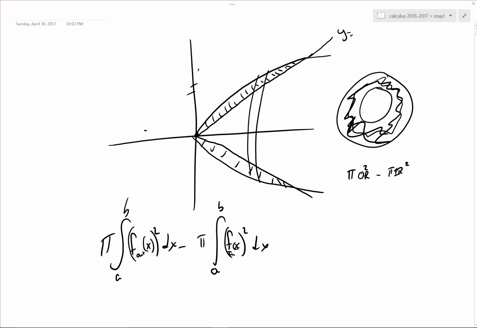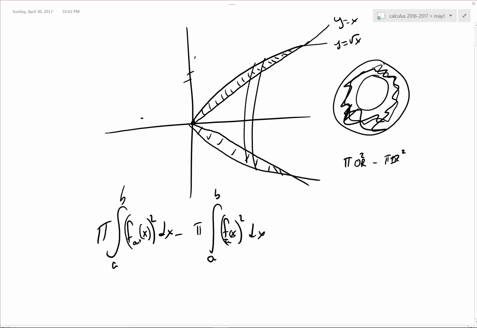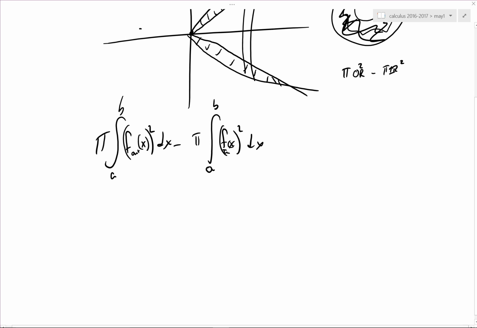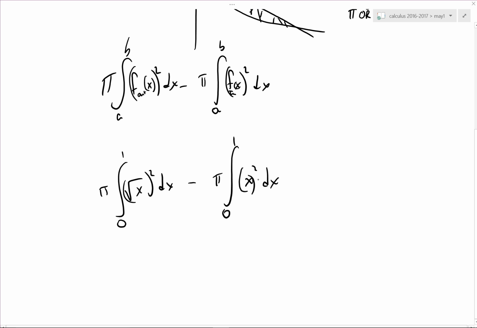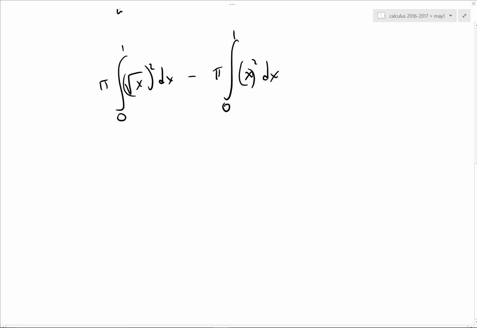So here's y equals x. Here's y equals square root x. Okay, well, it looks like square root of x is my outside function. And so that's going to be here. Let's go from 0 to 1, because that's where they intersect one another. The inside function is x. So then you square it and get x squared. Duh. So square root of x squared is x, I believe, yes. From 0 to 1.